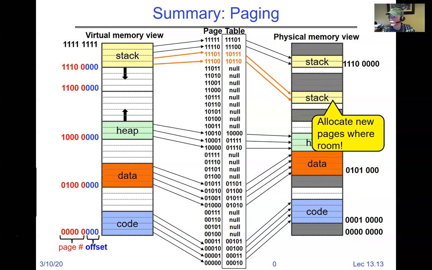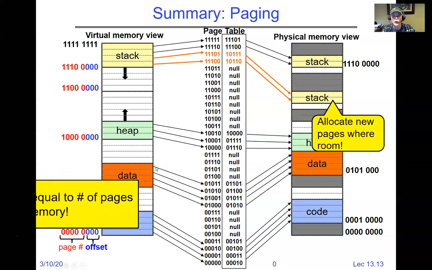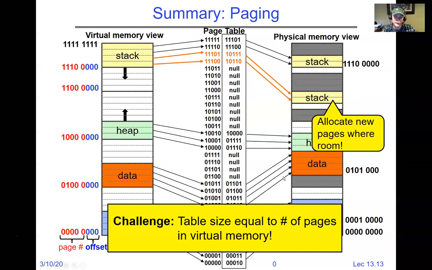All right. Now, the challenge, unfortunately, here is this page table is big. Okay, and notice all these null entries. Even though I have a bunch of physical memory that's not in use by this process, I still have all of these null entries.